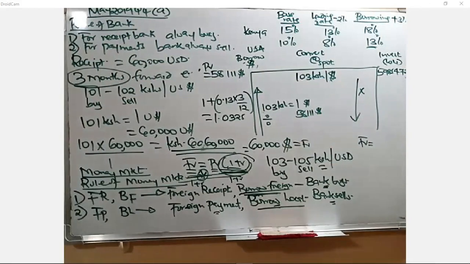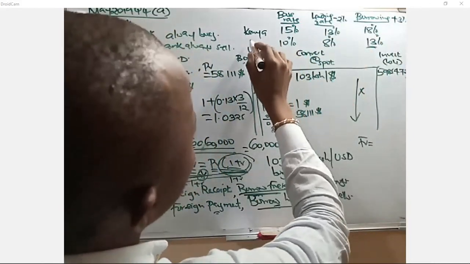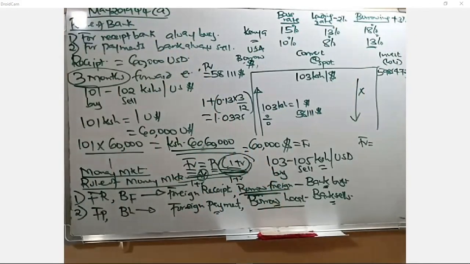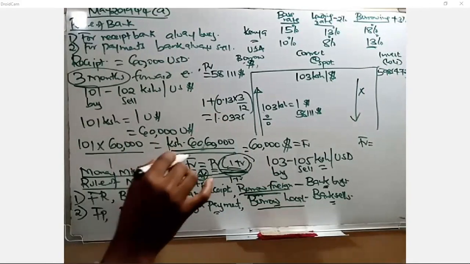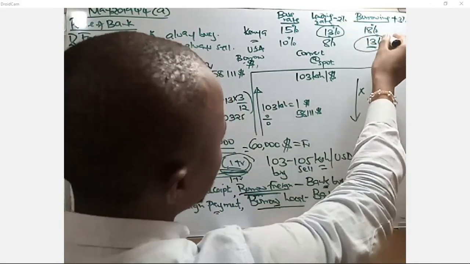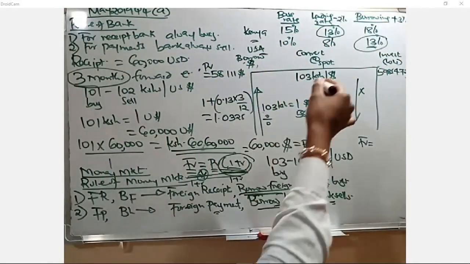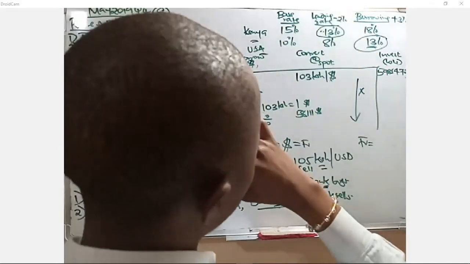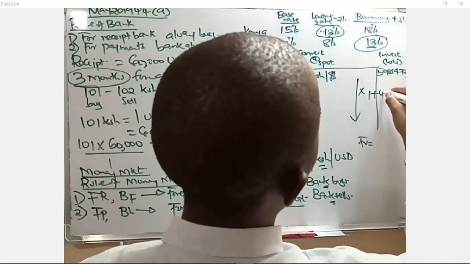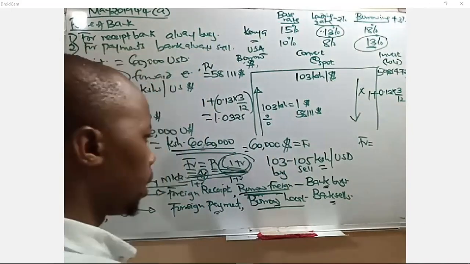So in this case, because now I'm investing in Kenya, I come here and look, in Kenya, we are investing at which rate? At 13%. It's just a coincidence. This 13% is what we're investing. We borrowed at 13% in USA because we were borrowing foreign. Then we are going to be investing at 13%. You do the same. You say 1 plus 0.13 times 3 over 12.